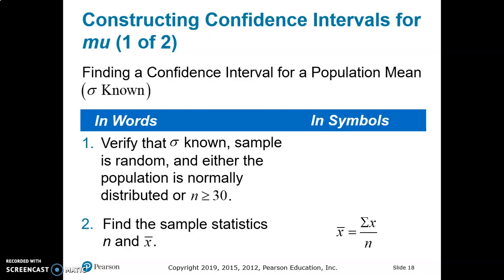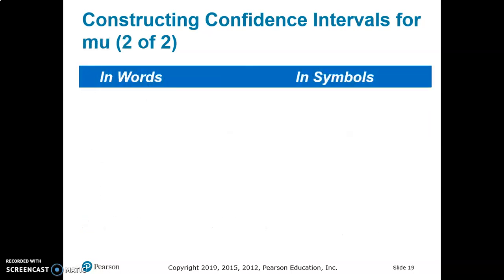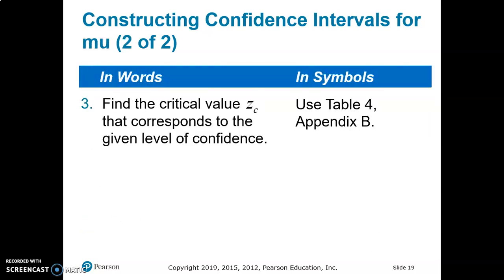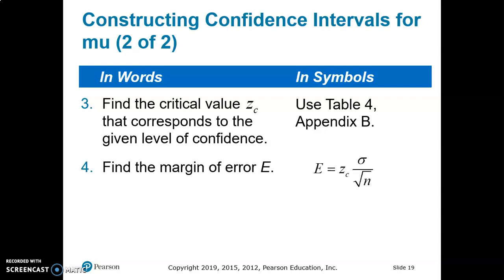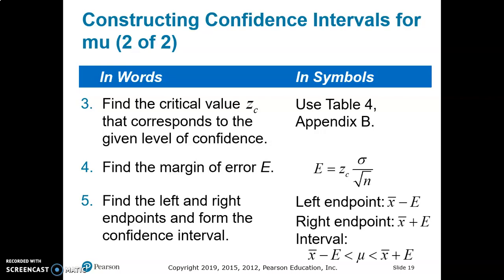Secondly, you want to find sample statistics n and X bar. So n is just the size of your sample. X bar uses n. It's the sum of the x's divided by n. You just add them all up, divide by n, things we've done for a while now. You want to find this critical value using your standard normal. We went over that. If you need a refresher on that, go back to part one. Calculate the margin of error. And then this allows you to find the lower bound and upper bound for the confidence interval.